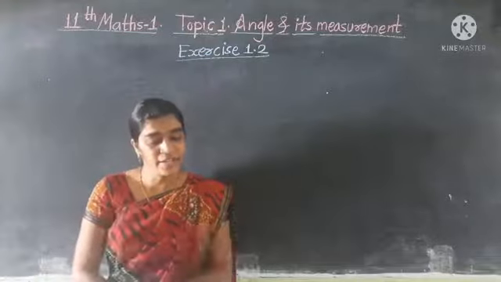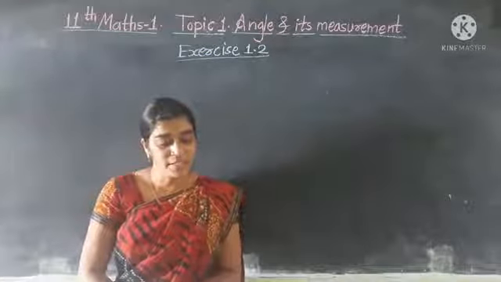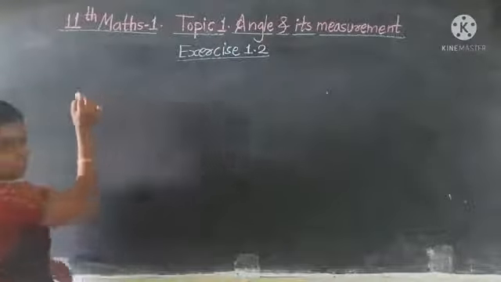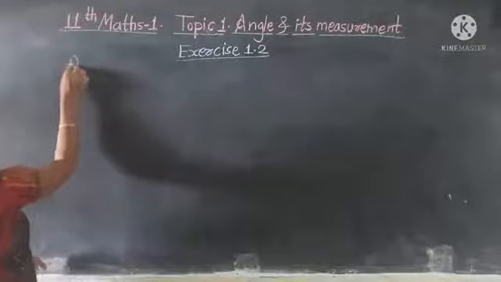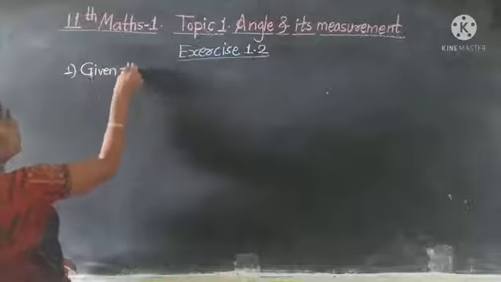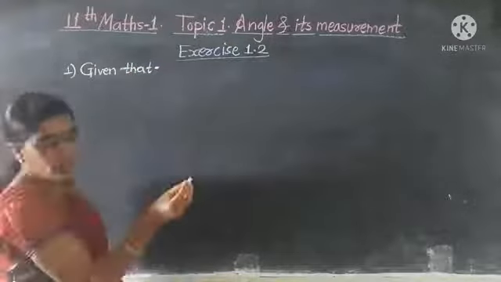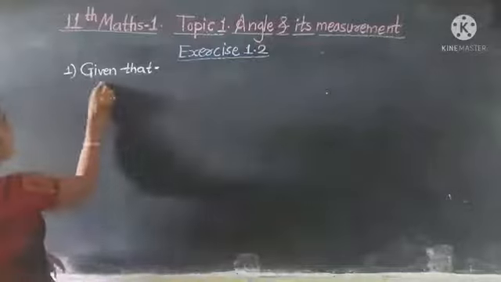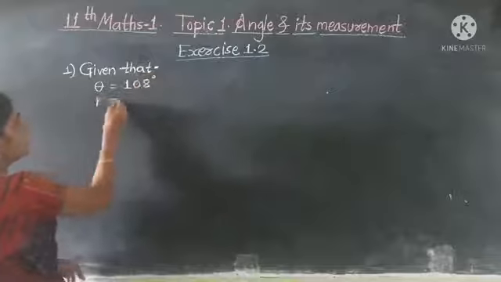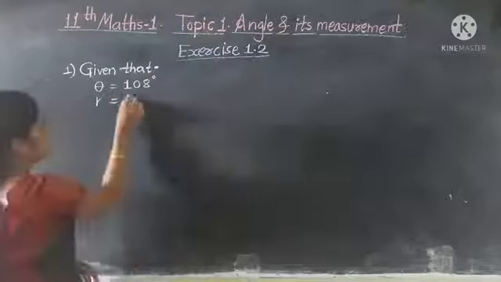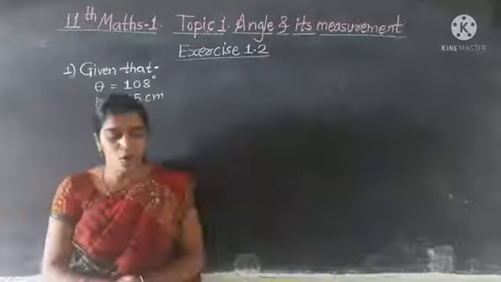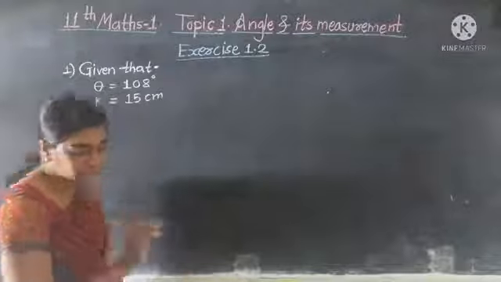And radius is given, 15 centimeter. We have to find length of arc. What are the given things? See in the question number 1. Given that, we have central angle theta, theta is given 108 degree. R is given, radius is given 15 centimeter. And what we have to find? Length of an arc. Means we have to find S.